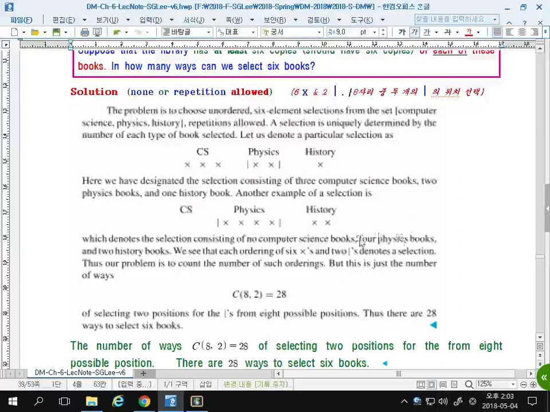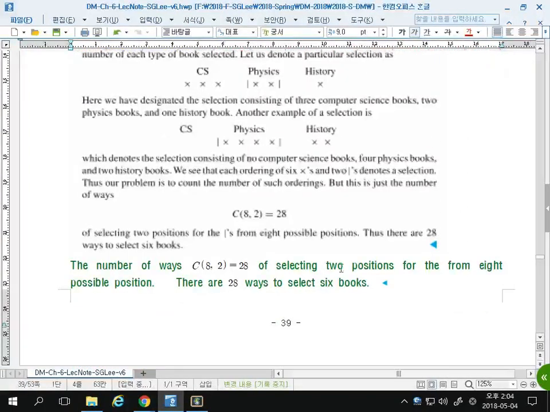That's the idea. Instead of just trying 6, we just list out 6 axes and find the position for 2 bars. So we have 8 positions to be filled with 2 bars. So 8 choose 2 is our choice, which gives us 28 ways of choosing 3 categories of books of 6, at least 6.